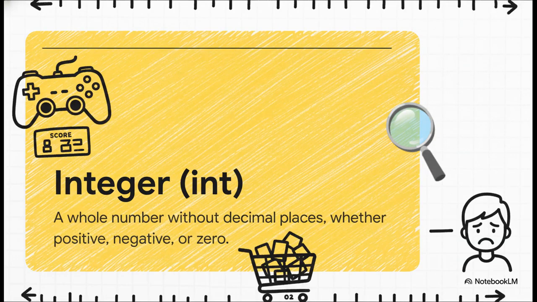Next, we have the integer. This is our data type for counting whole, non-decimal numbers. So if you're trying to track a score in a game, count the items in a shopping cart, or even use a negative number for a penalty, the integer is exactly what you want to use.